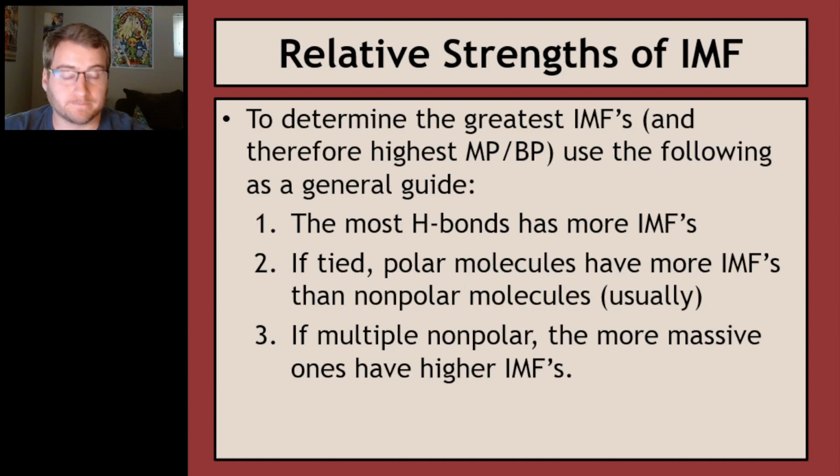A lot of times questions will ask you to explain why this thing has more intermolecular forces than this thing. And then we have to apply this knowledge in that way. We're going to do a bunch of practice with that, so don't worry. But that's the most common way you see it. And then 3, if multiple nonpolar things exist, the more massive ones usually have higher IMFs.